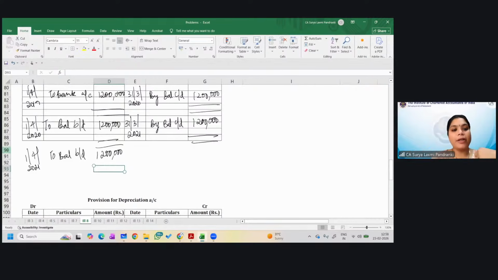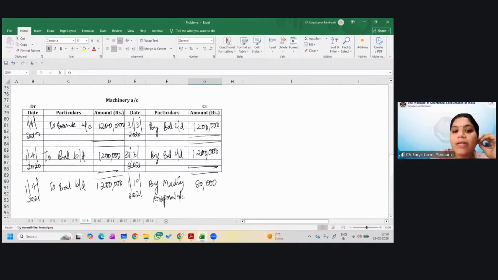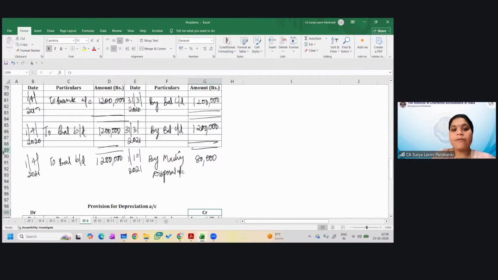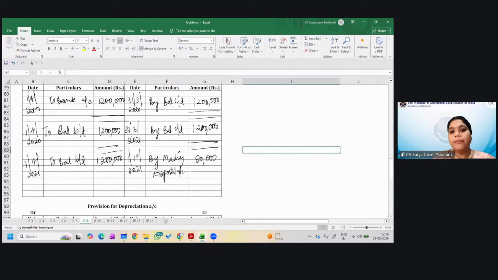But something else happened in 2021, right? So on 1/10/2021, what happened? We sold a part of the machinery, right? So you will write by machinery disposal account. This is the new entry that we're going to make. Machinery disposal account of how much? 80,000. The cost of that machinery which is sold has to be recorded, because now in this machinery account you're not recording depreciation, you will only record cost. So when you have sold something, the cost of that only will be removed here. I am removing 80,000 here because this is the cost of the machinery.